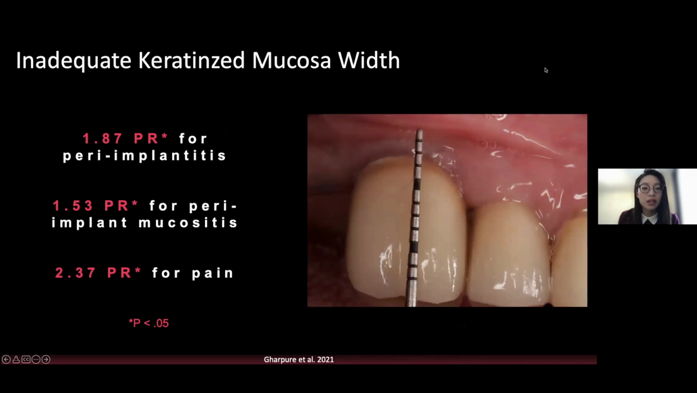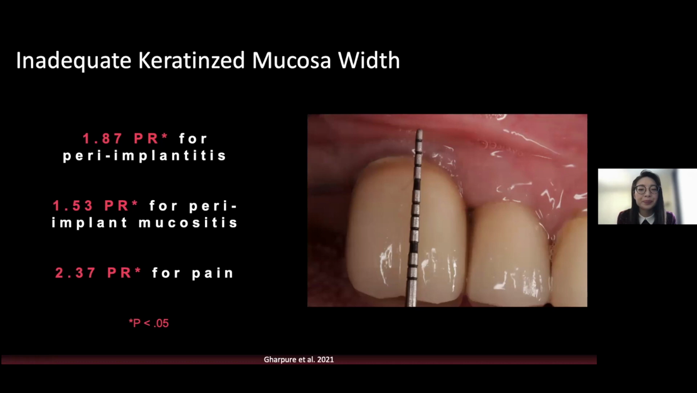We also saw that in an inadequate keratinized mucosa width, there was nearly a twofold prevalence for peri-implantitis, 1.5 for peri-implant mucositis, and almost 2.5 prevalence for pain. So again, there was a little more discomfort associated with inadequate keratinized mucosa width in terms of oral hygiene for patients. And there was an increase in the prevalence for peri-implant disease, but not as marked as the thin gingival phenotype.